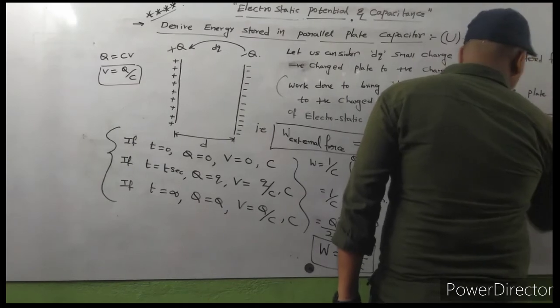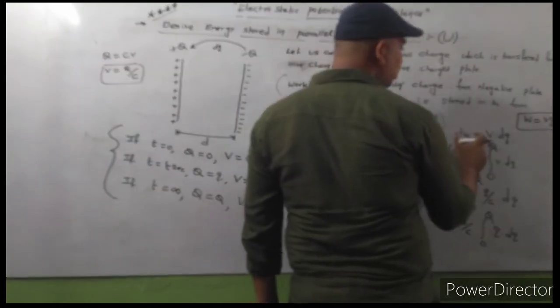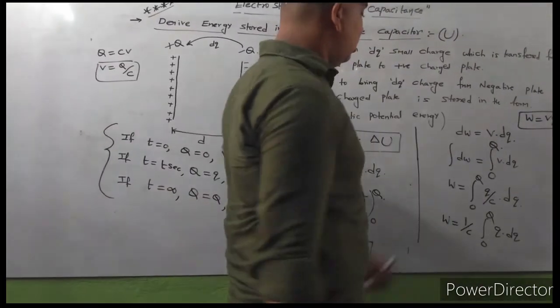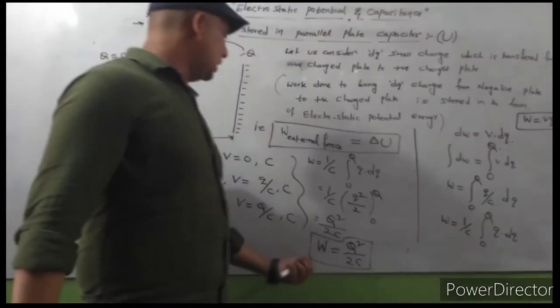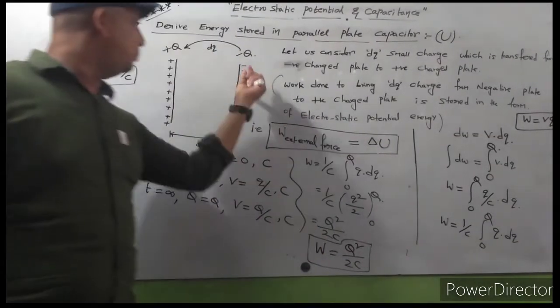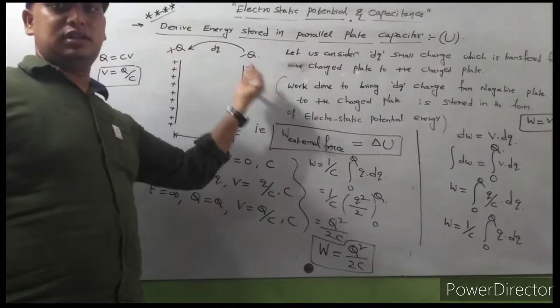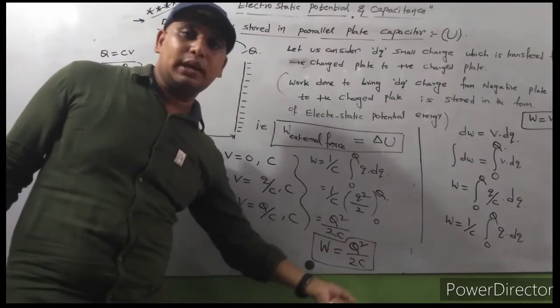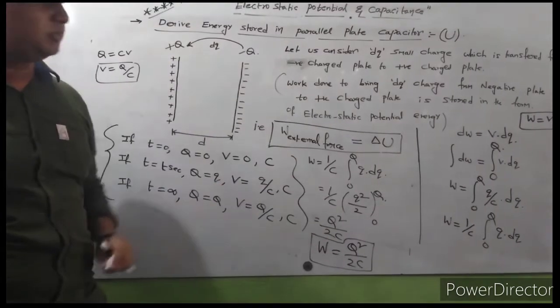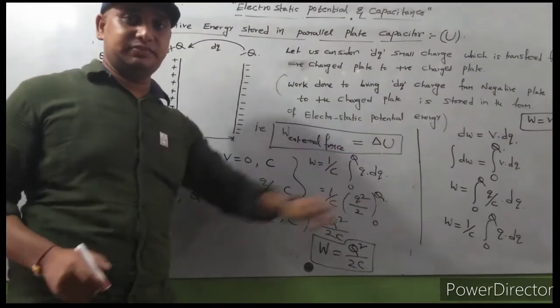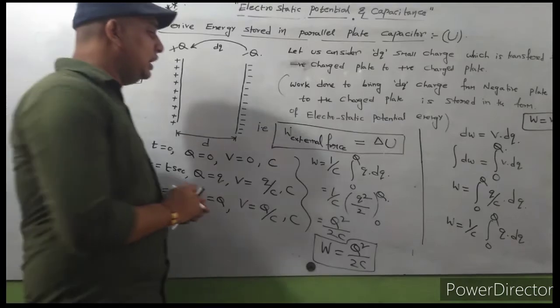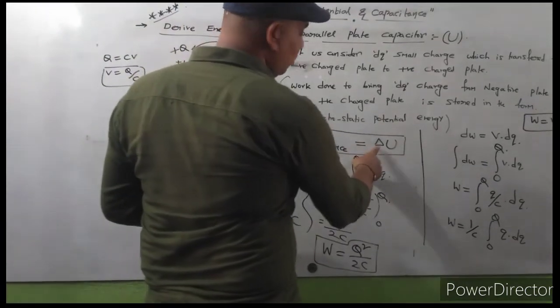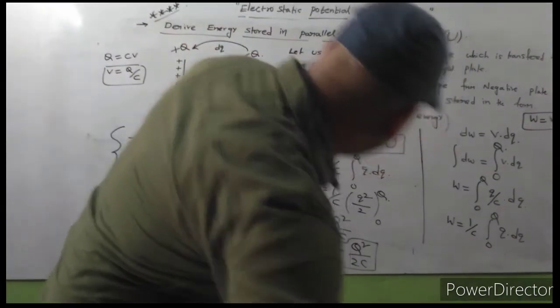If you consider a small amount of work done, dW is equal to V into dQ. If you integrate that, we get the total work done to bring a charge from here to here, which is W is equal to Q square by 2C. That is the work done. Now I want potential energy. You already know that work done by the external force is equal to delta U.